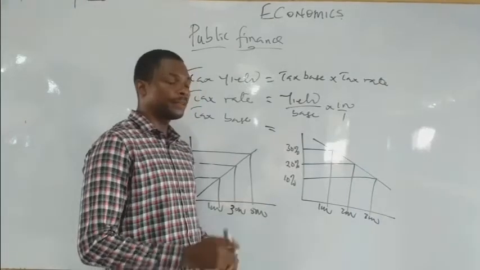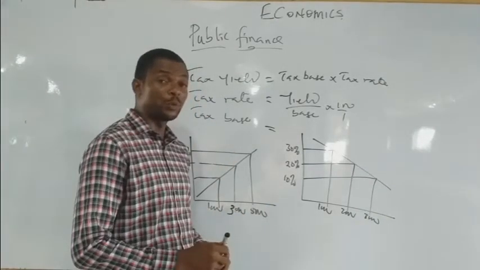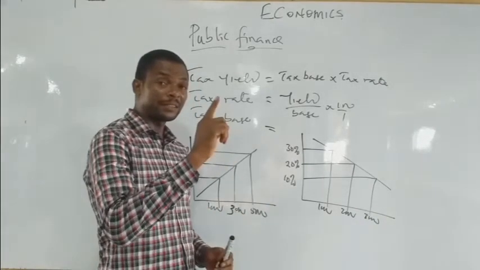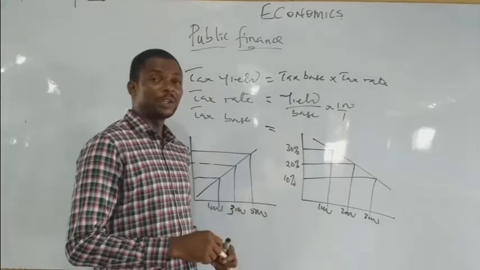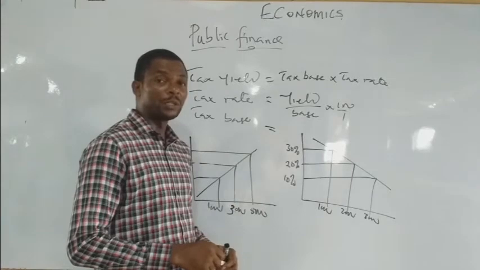So regressive tax, in short, is a tax in which you pay a higher rate of tax as your income decreases and a lower rate of tax as your income increases. It's called a regressive tax.